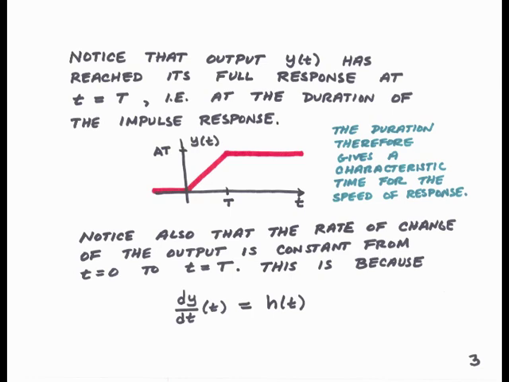Now, the other thing I'd like you to note is that the rate of change of the output is constant during the time of the ramp from t equals 0 to t equals capital T. And this is because the rate of change of y is equal to h, and h is constant and equal to a during this time.